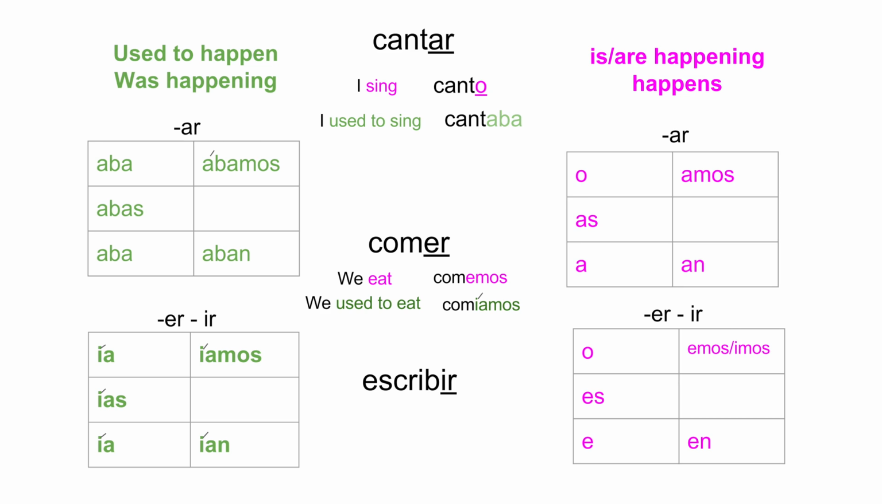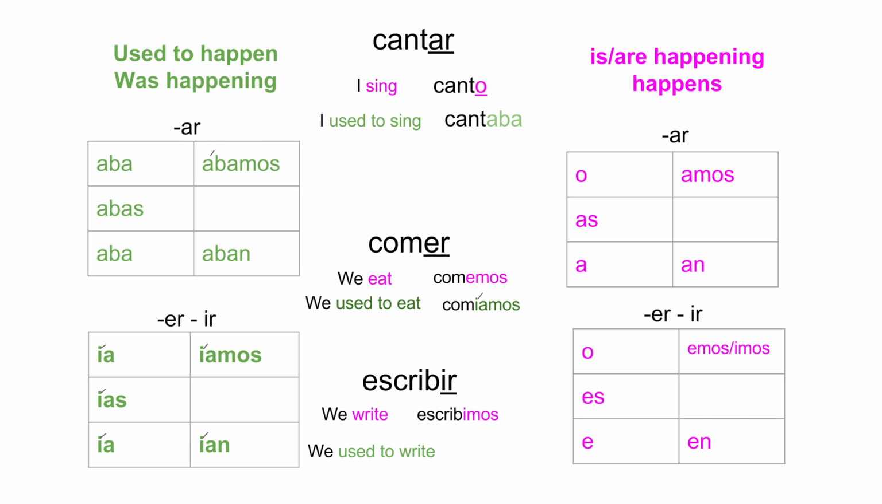Escribir ends in IR. So that automatically takes out, boom, these charts. Escribir. I want to say we write. So we write is in the present. So I think pink. I go right over here. We live here. Now you do have a choice, but it's kind of obvious. It ends in IR. Choose imos. Imos. Escribimos.